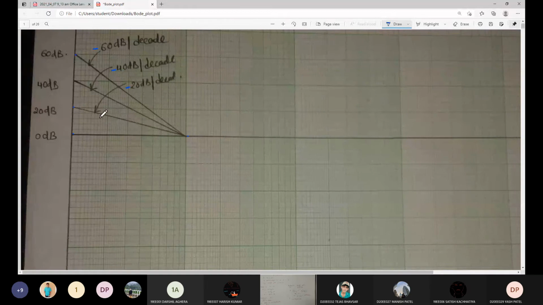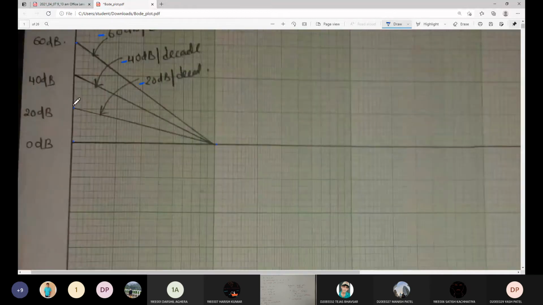So where will 26.02 dB come here? How many lines are in between this? 1, 2, 3, 4 and a 5. What does that mean? What is the value of one part? You know how to draw a graph, right? So the value of this one unit is 20 dB. How many sub parts are inside it? 5. So what is the value of one part? 4 dB.